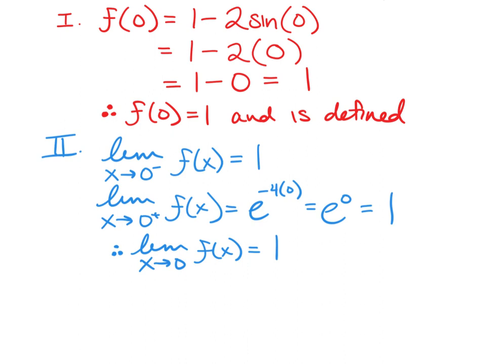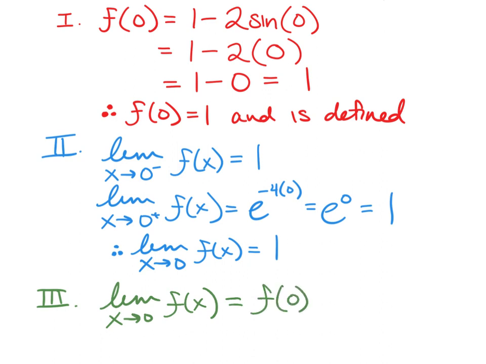So it's defined. We didn't get an undefined or indeterminate form. We're good to go. The last requirement just states that we need the number from number 1 and the number from number 2 to be the same. Did we get the same number when we evaluated the function and when we found the limit? So what you write here is you say the limit as x approaches 0 of f of x is equal to f of 0.